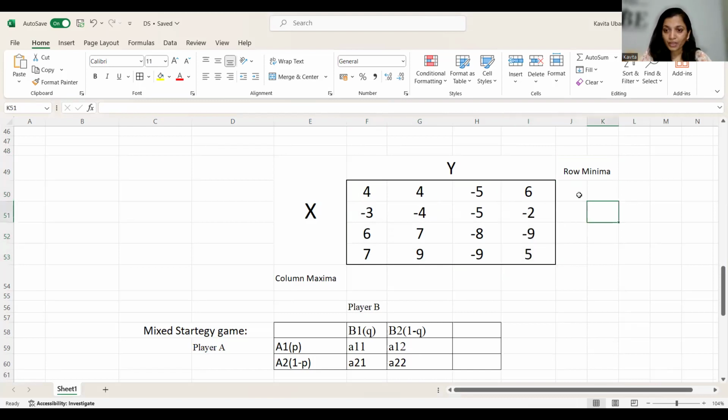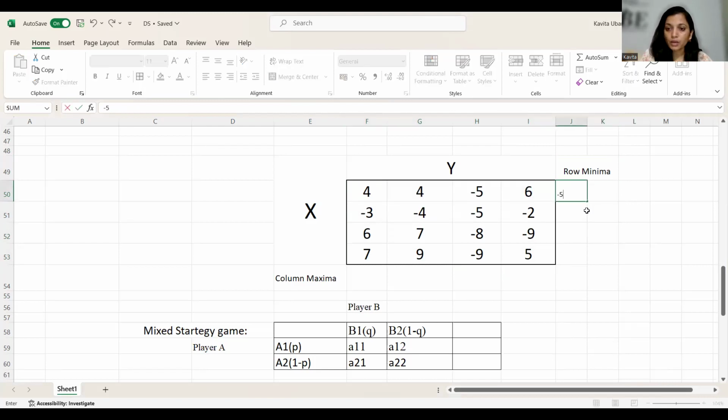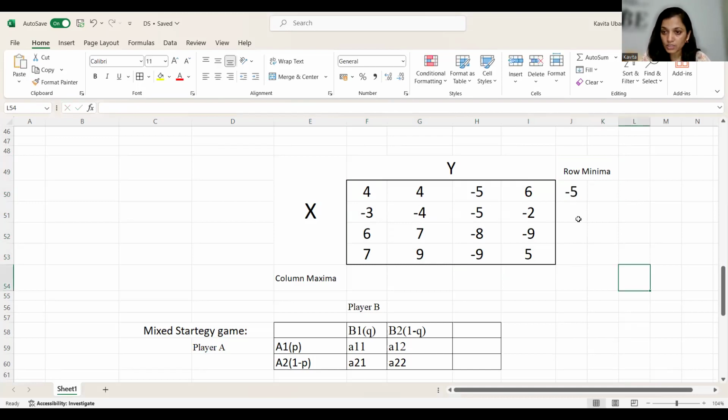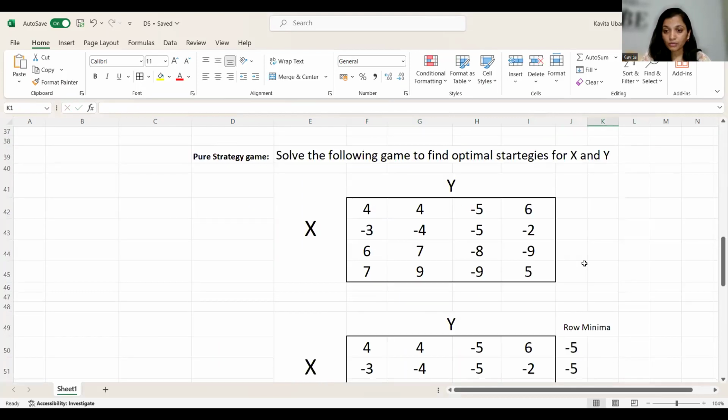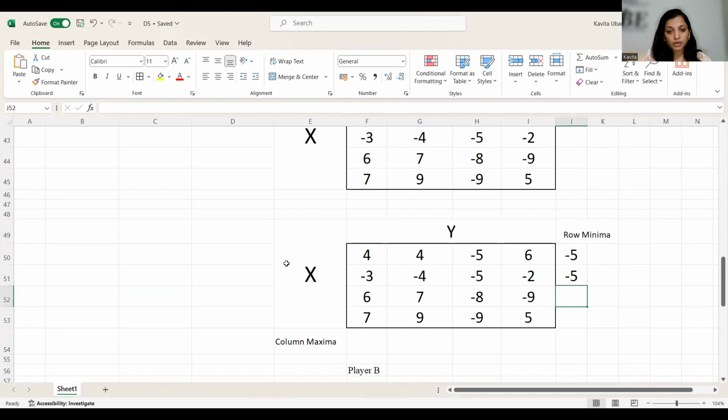From the first row, the minimum value is -5. Again, from the second row, it's -5. I hope you're getting it. Then from the third row, the minimum value is -9. Then again, from the fourth row, it is -9. This is how we calculate row minima.